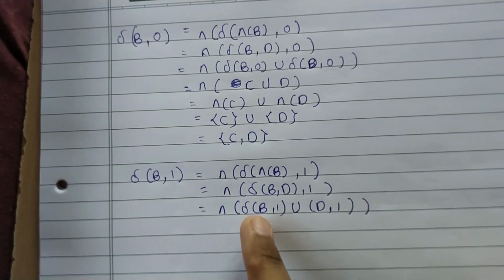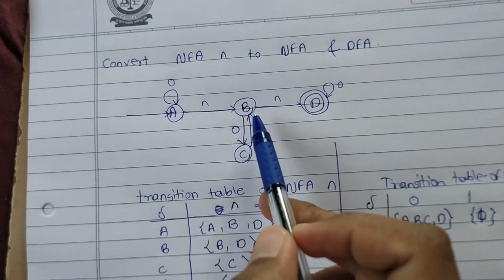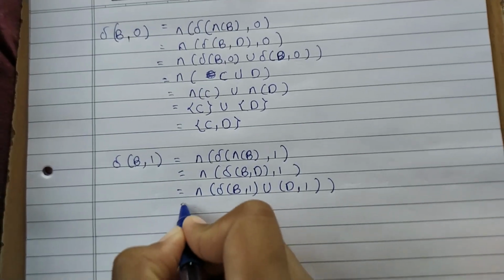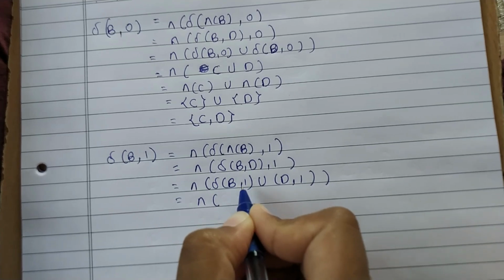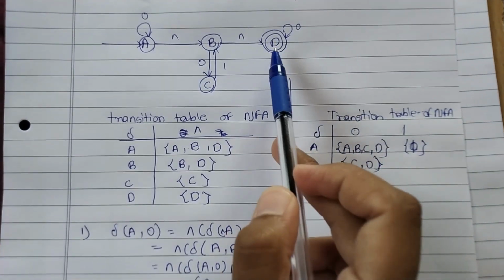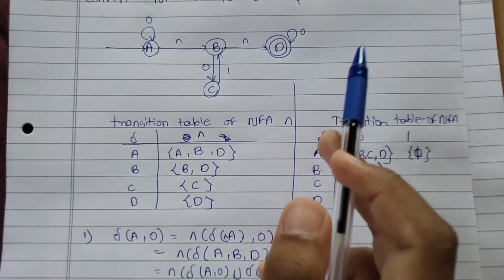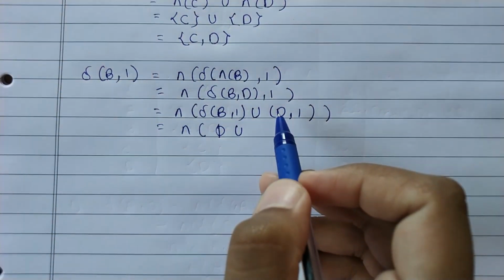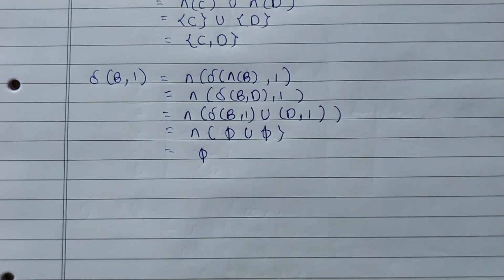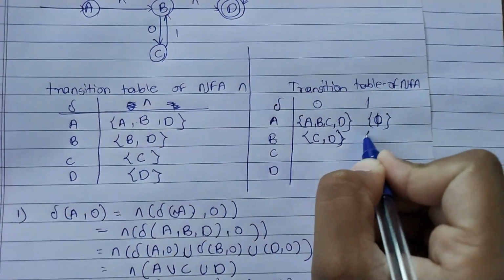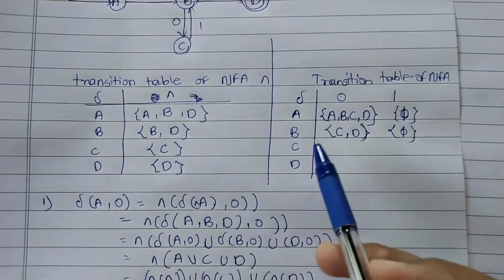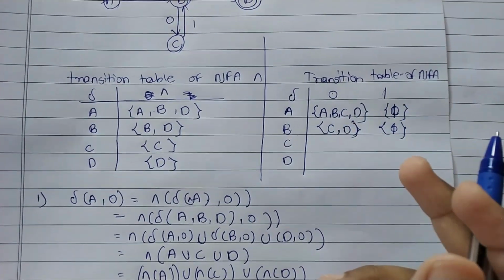Then we see B comma 1. So B comma 1 is phi, null. B does not transfer anywhere on 1. So the value of B comma 1 is phi union D comma 1. D also does not transfer anywhere on 1, so this is again phi, meaning null. D comma 1 is also phi, null. So the whole is phi, and we write here the value phi. Now the same for C comma 0, C comma 1, D comma 0 and D comma 1.